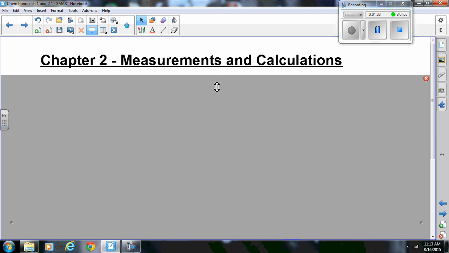Alright, and we do roll right into chapter 2, which are the measurements and calculations, and you need to know this up front because you will be doing a lot of lab techniques in this class, and you have to know how to take your measurements.